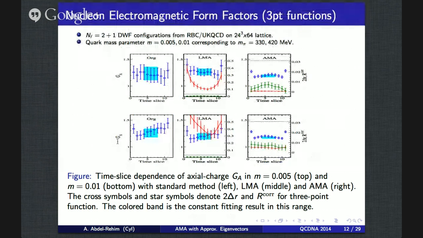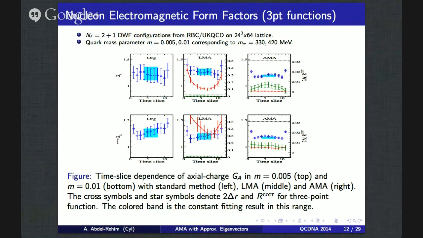This has been tested, like I said, on many observables in these 2+1 domain wall configurations from the RBC collaboration, 24 cubed times 64 lattice, and for two pion masses, 330 and 420 MeV. For example, I'm showing an example of the axial charge of the nucleon, GA. The plots on the left are the ones that one computes using one source location.